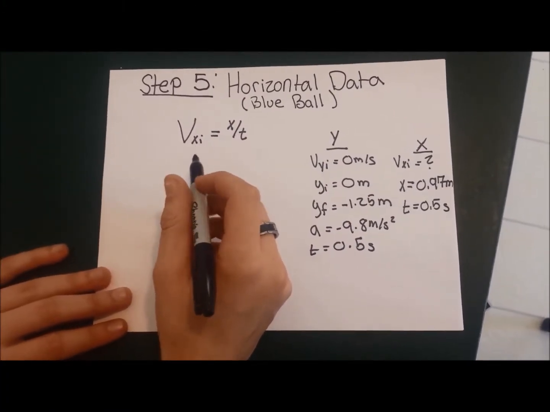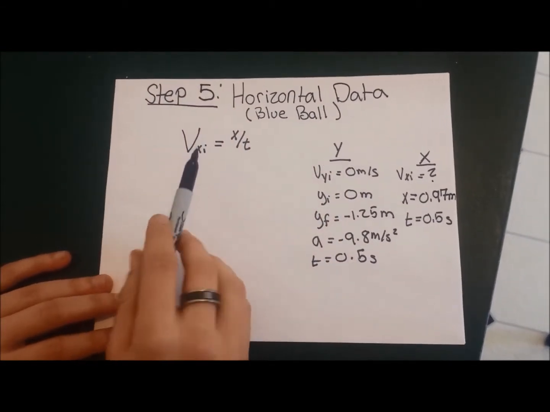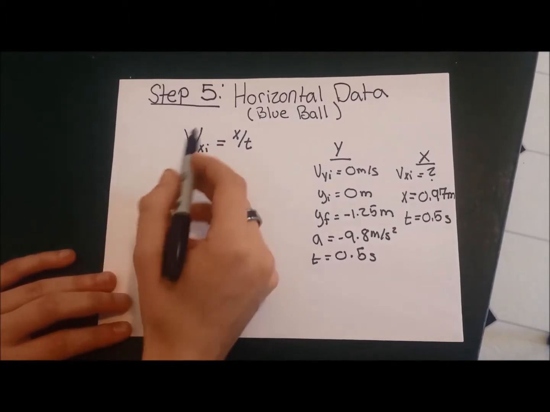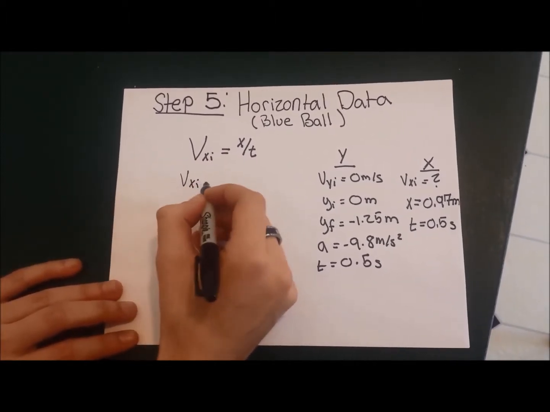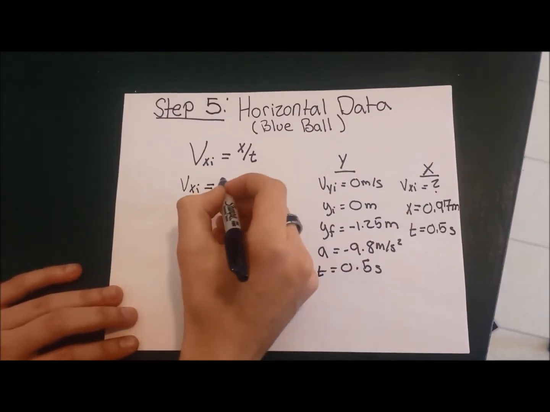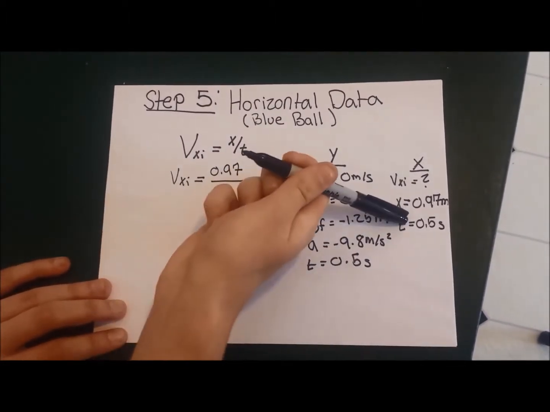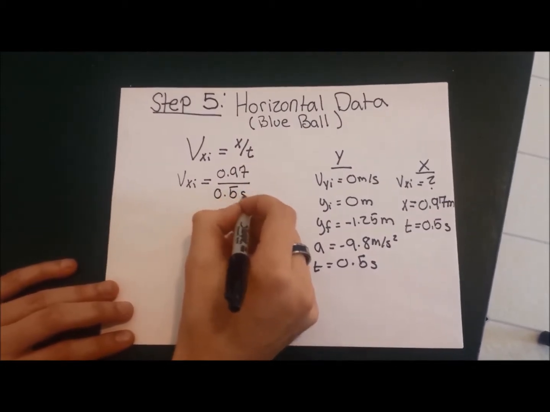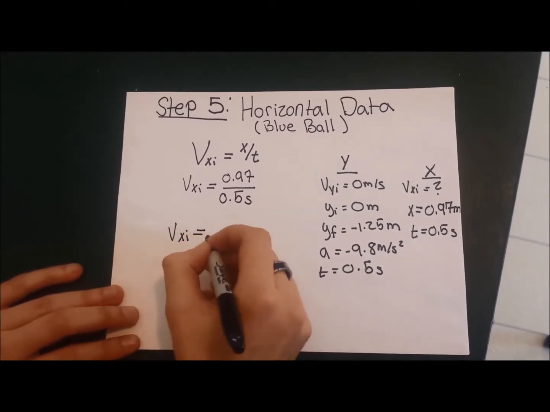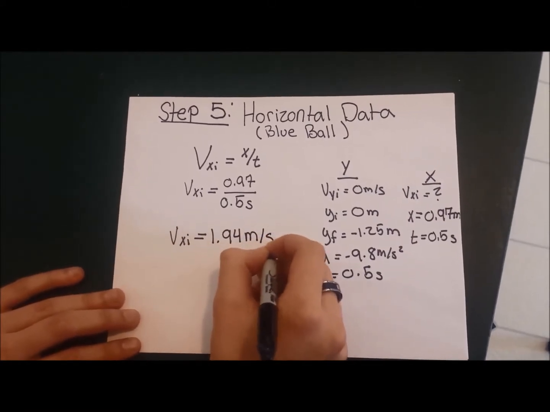Alright, so for step 5, we're going to find the horizontal data for the blue ball. And for that, we're going to use the formula velocity x initial equals distance over time. So our velocity x initial is going to equal, our distance is 0.97 over our time, which is 0.5 seconds. So our velocity x initial equals 1.94 meters per second.